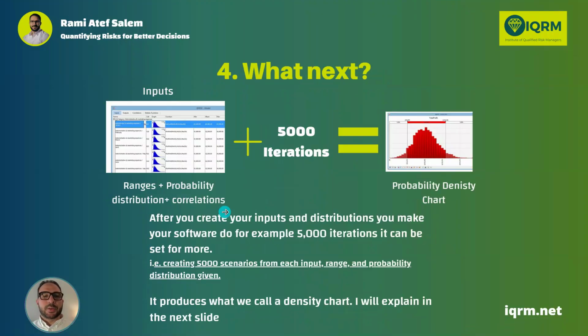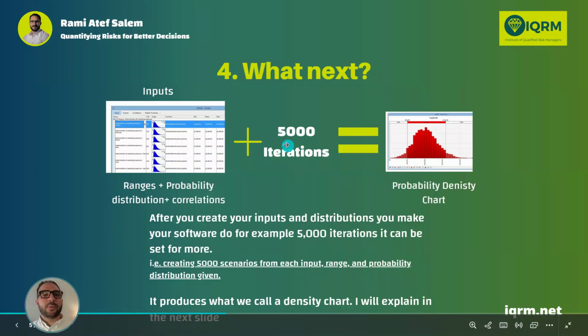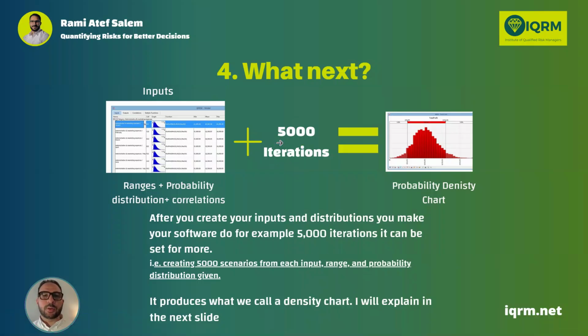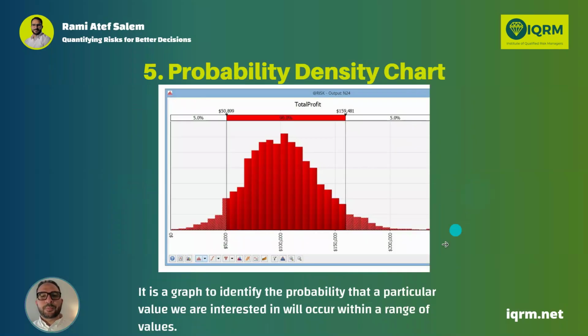The next step is to provide the range, probability distributions and correlation all together and run a Monte Carlo simulation, for example with 5,000 iterations. It shows you something called a probability density chart. 5,000 iterations is as if, for a project, you're doing the same project 5,000 times, and every time it has a new assumption. So it provides you this histogram.